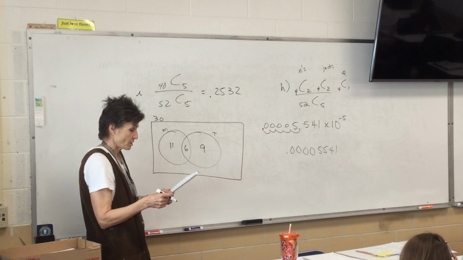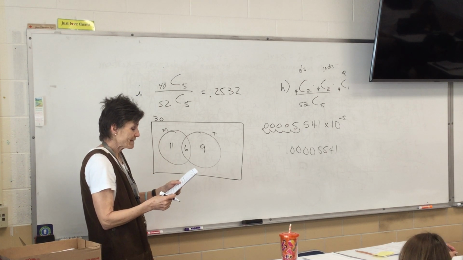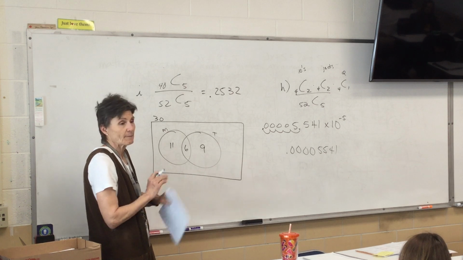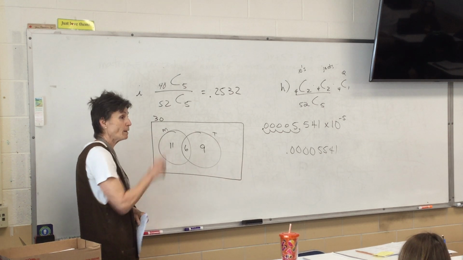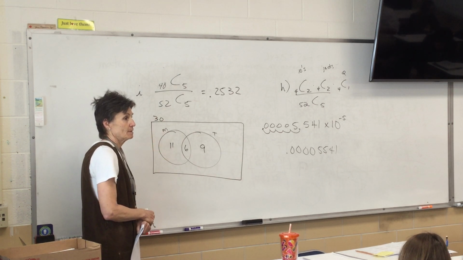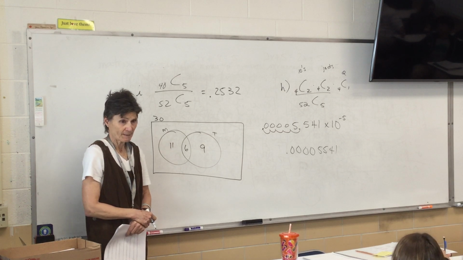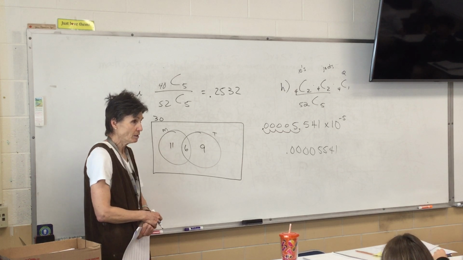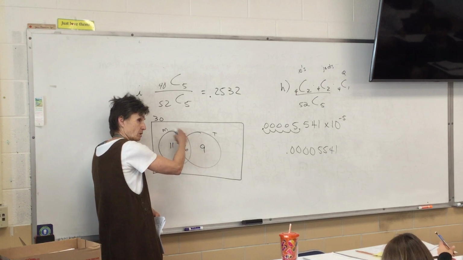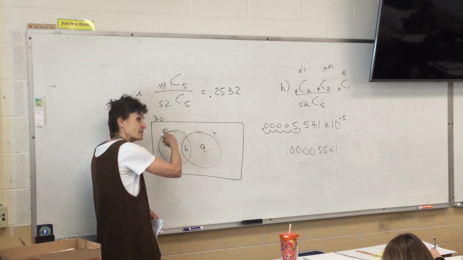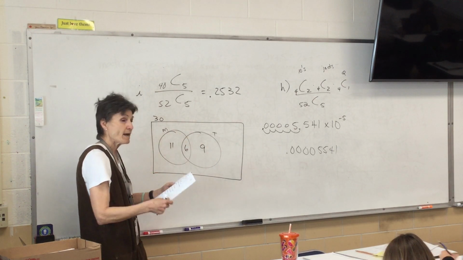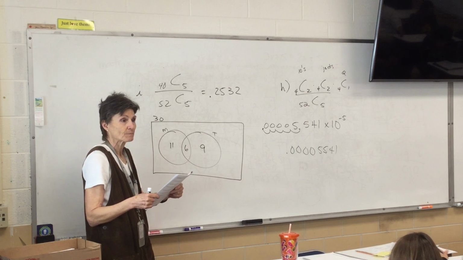So the questions are, how many kids like M&Ms? 17. Because if you like M&Ms, you're in the M&M ball. And here's the M&M ball. And how many kids are in that? 17. So the answer to A is 17. Perfect.